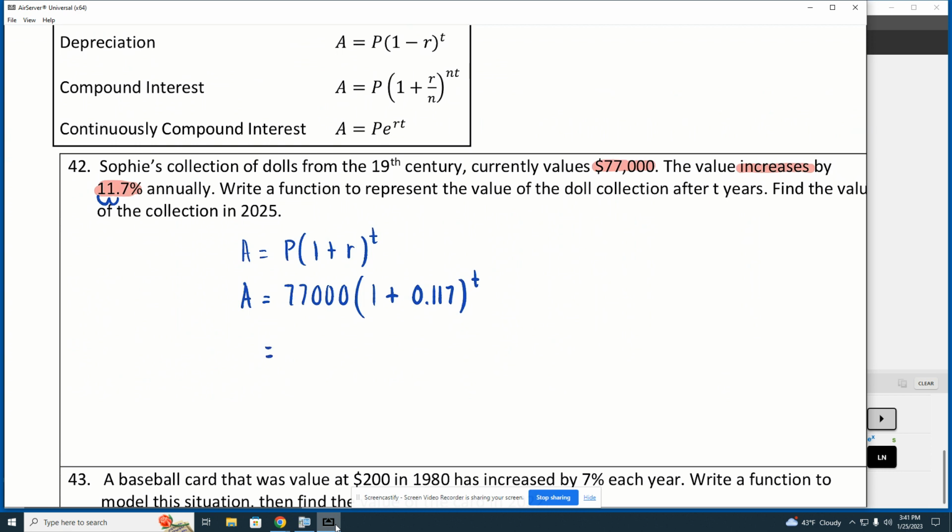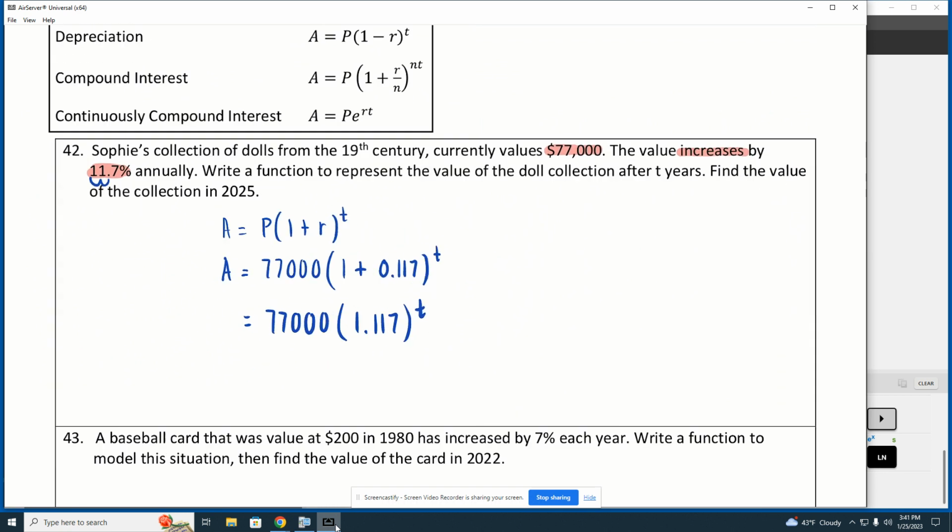Now, you can leave it like this, but if I wrote this completely simplified, if I were taking a multiple choice test, it would have added that and made it 1.117. That technically is the simplified version of that equation. Now, the last part of this, it asks 2 questions, is to find the value of the collection in 2025.